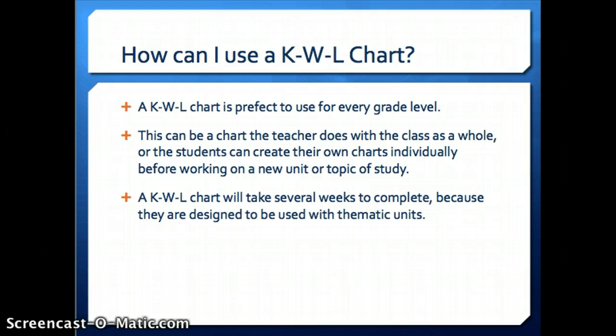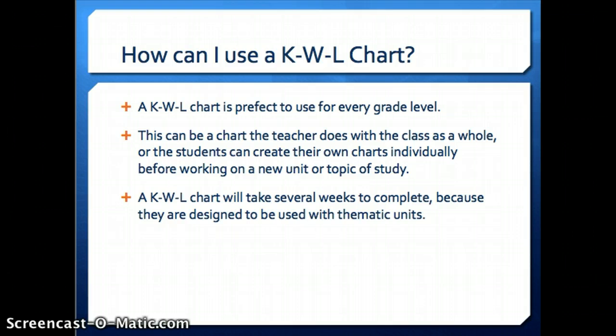How can I use a KWL chart? A KWL chart is perfect to use for every grade level. A KWL chart is good for grades ranging from pre-K to on up, even through high school. These can also be used for specialist groups such as ELLs and special education. Any type of group or any student is able to use a KWL chart, and it will be beneficial for them and for their learning.